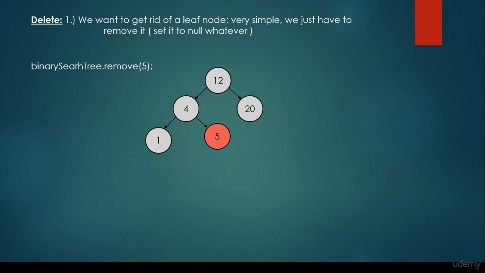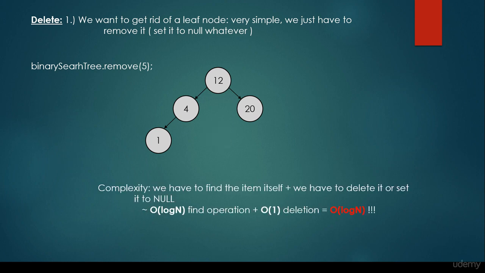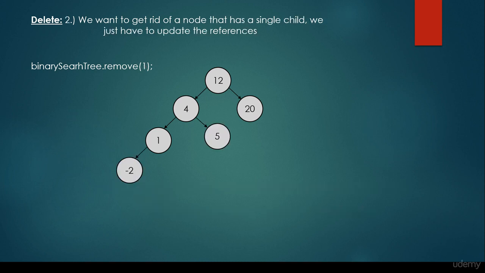We check whether it is a leaf node. How are we able to decide whether it is a leaf node or not? If all of its children, so the left child and the right child, are equal to null, it means that this is a leaf node. We just have to set it to null. The complexity is logarithmic, as we have discussed for binary search trees.